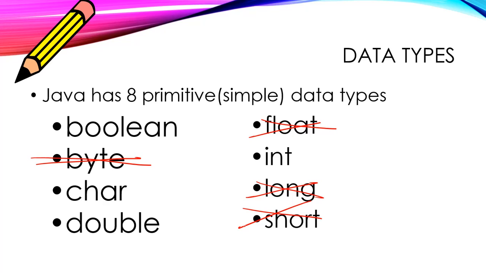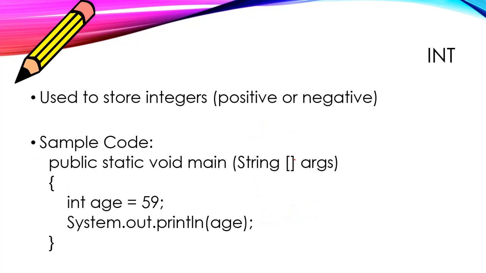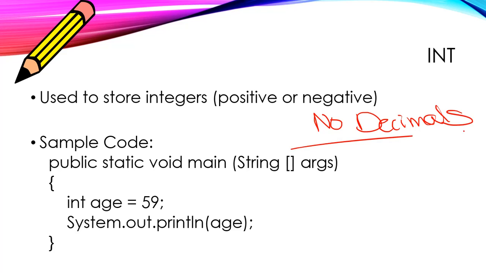Each of them just holds a certain amount of a number. So the bigger the number, the bigger the type. The ones that you're mostly going to have to be using in this class are boolean, char, double, and int. So let's take a look at those. Int is used to store integers, either positive or negative. So this means no decimals, okay? These guys are the no decimal club.